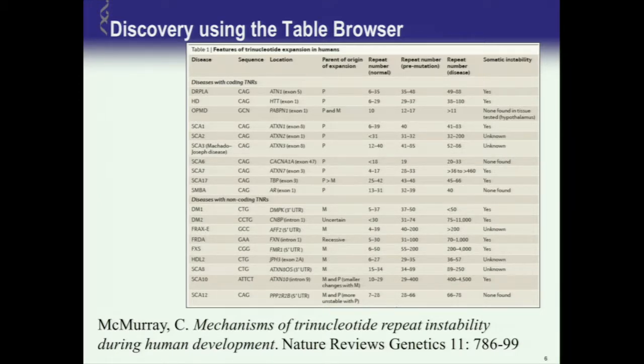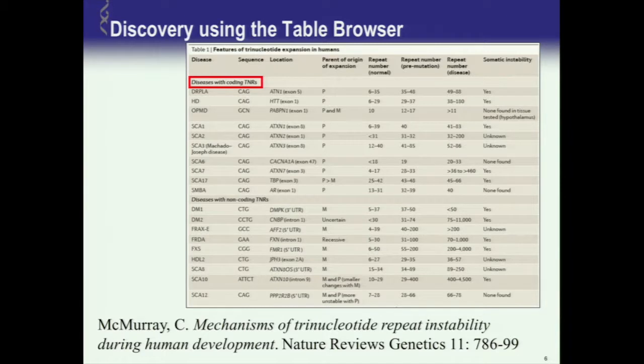So this is just a table taken from this publication here that was a review of known trinucleotide repeat expansion disorders in human. So anyone that is familiar with human genetic diseases, some of these things may be familiar. Huntington's disease, spinocerebellar ataxias, spinal bulbar muscular atrophy, myotonic dystrophy, fragile X, things like that. These are all disorders caused by triplet repeats that expand to unusually large sizes, often associated with neurological disease.